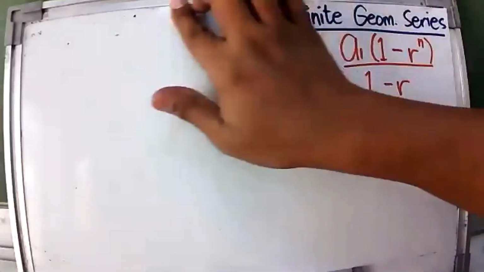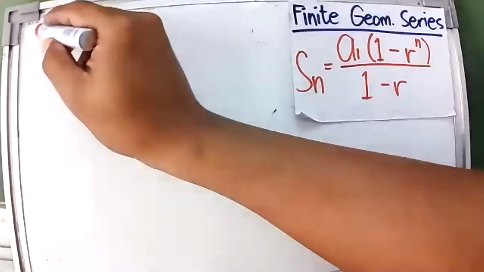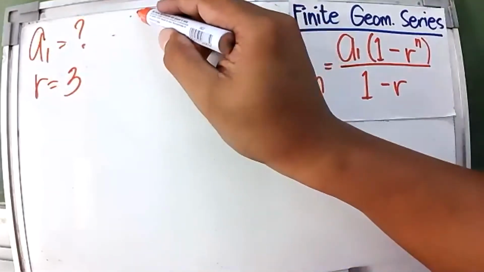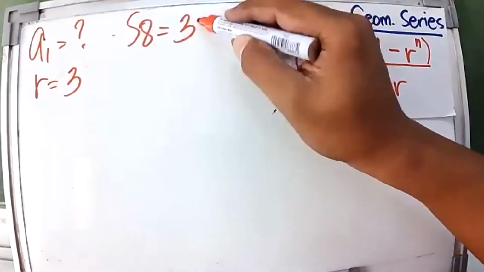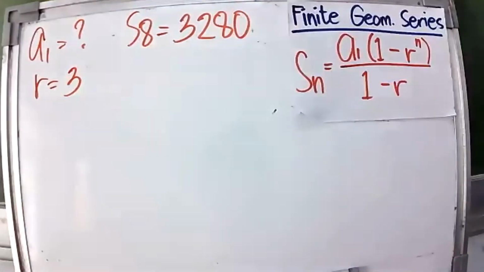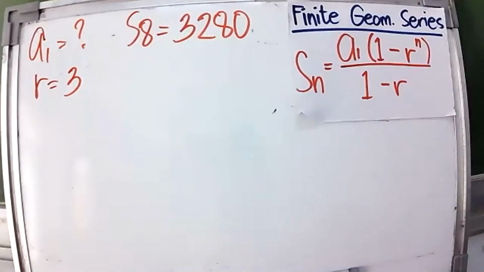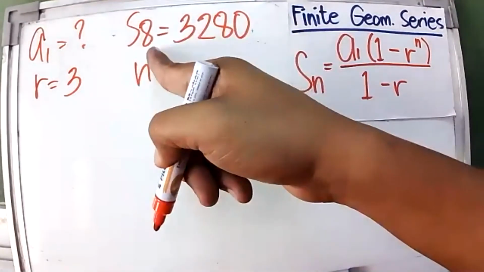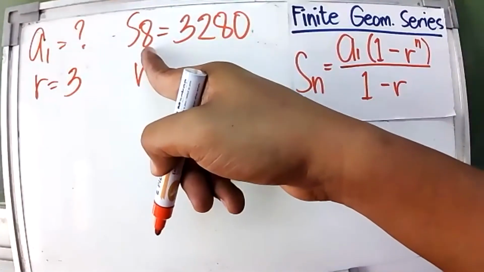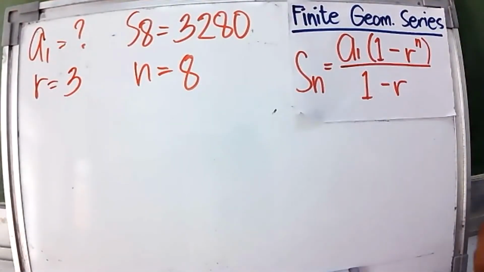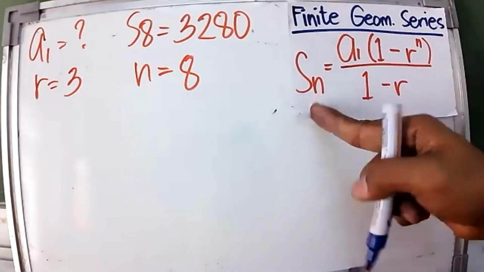So, as expected, A sub 1 is unknown. Our common ratio is 3. Our S sub 8 is 3,280. And what else is missing in our given? The n. So n is equal to whatever is the number there. First 8 terms, therefore there are 8 terms. Okay, many of you, those who tried, already got the correct answer. Very good. Now let's continue solving, having this as our formula.